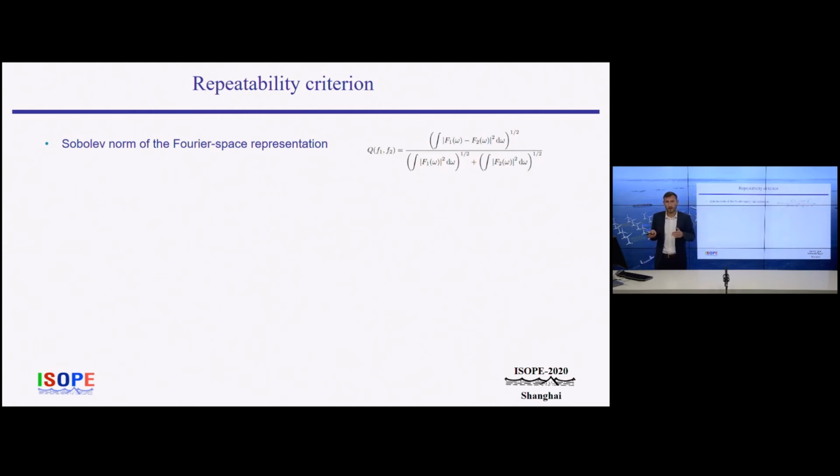It's a normalized value between 0 and 1, where 0 is complete similarity. The expression can be used at an intermediate position along the flume where we don't have the effects of the local flow. And with this, we can quantify the repeatability of the global flow.